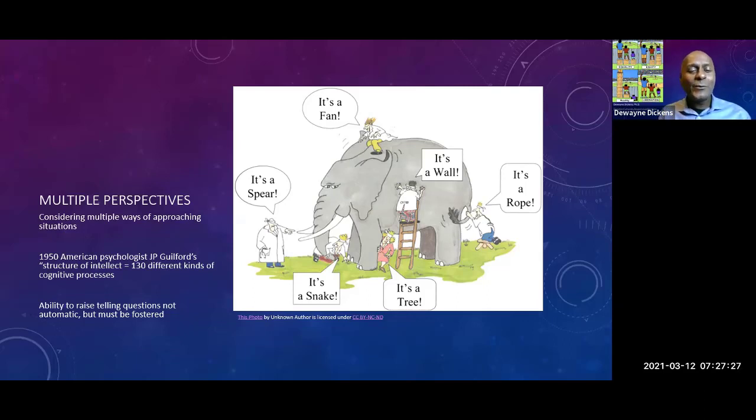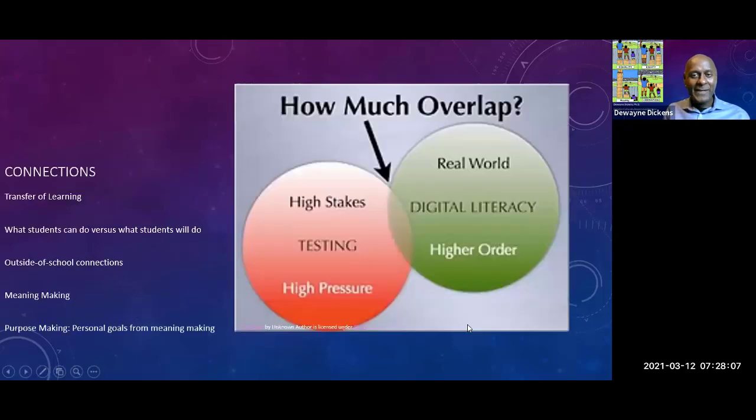So the ability to raise telling questions, that's something that has to be fostered. It's not something that happens when a person turns 5 years old, 10 years old, 15 years old, 25 years old, 50 years old. There's nothing that says this just happens, but educators work diligently to create that space where multiple perspective taking occurs and this critical thinking, deep questioning occurs. That's another item that's suggested here.